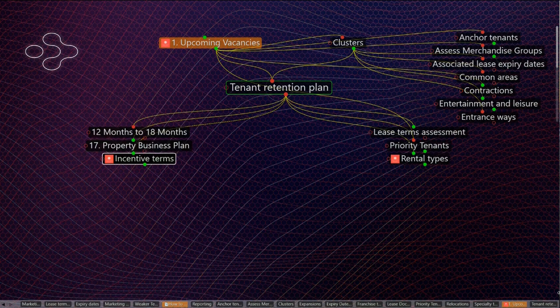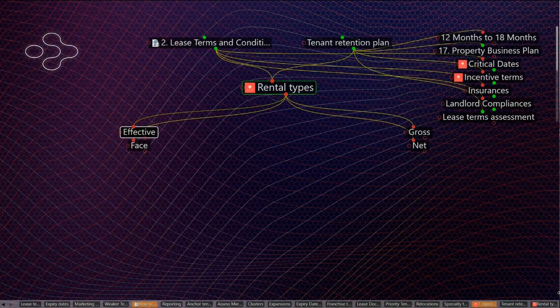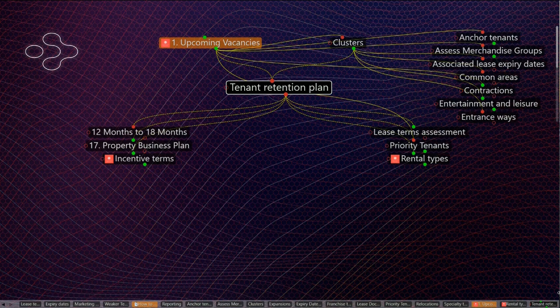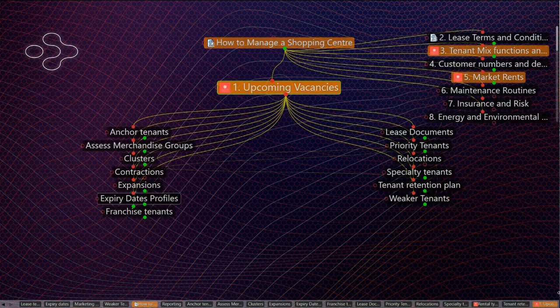Look at the incentive terms to apply to the leases under negotiation in that tenant retention plan. So you have to set some parameters for the incentives to be set. Then there'll be some lease terms, the assessment of the lease terms to apply to the retained tenants over time. And of course you'll have some priority tenants to work with and you'll have some rental types to think through. The rental types will be the effective rent, the face rent, gross and net rent. So set your rental types early, make sure you've got it sorted. So that's the tenant retention plan and that is part of the upcoming vacancies.